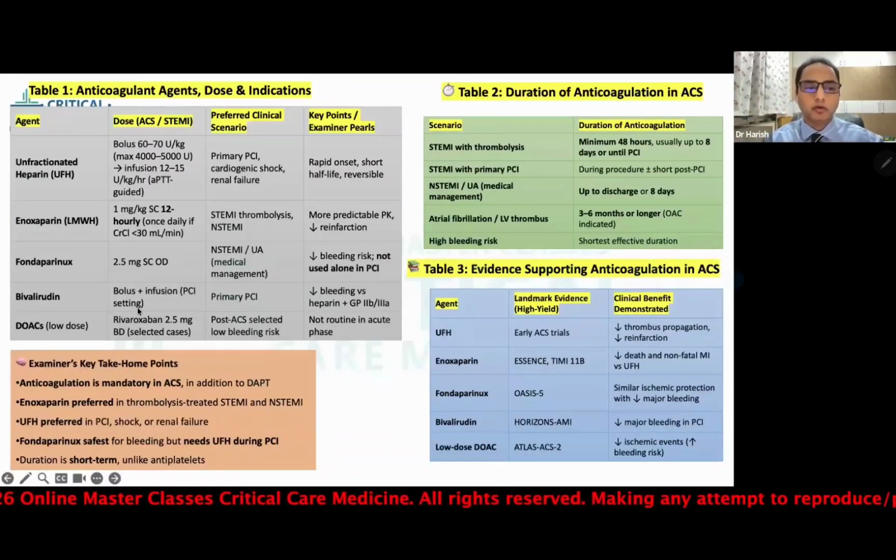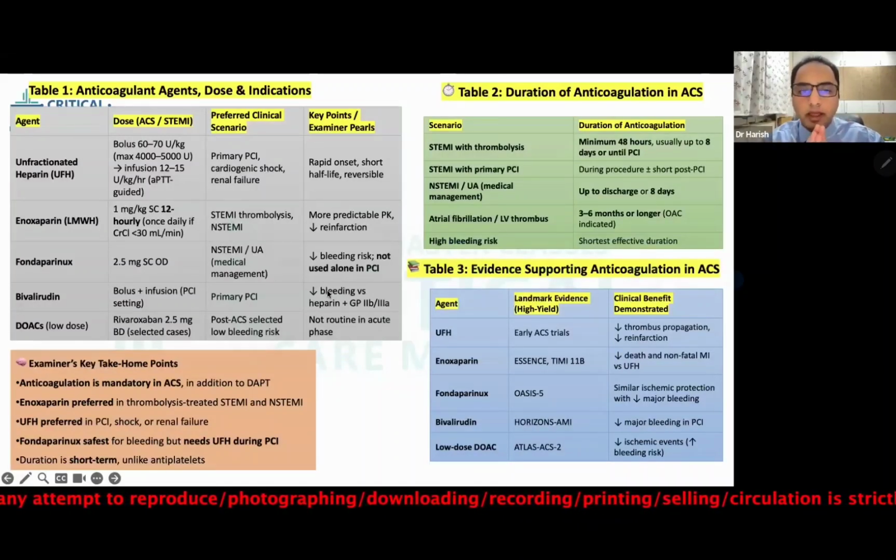So bivalirudin, we follow with a bolus plus infusion. In the PCI setting, we use it for primary PCI patients. It decreases the bleeding as compared to heparin plus glycoprotein 2b3 inhibitor.